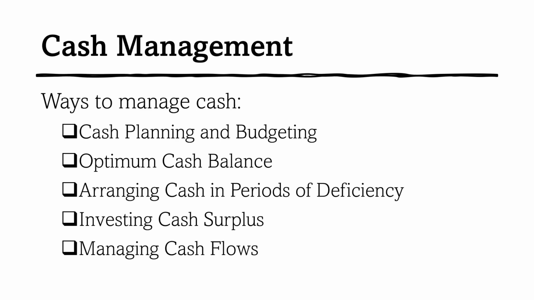Arranging cash in periods of deficiency. During periods with low cash inflows and high cash outflows, a firm must arrange to obtain cash to meet its requirements. Sa mga panahon na may mababang cash inflow at mataas na cash outflow, kinakailangan ng isang kumpanya na magplano kung paano makakuha ng karagdagang cash para mapunan ang mga pangangailangan nito. This method ensures the company's liquidity during challenging times.